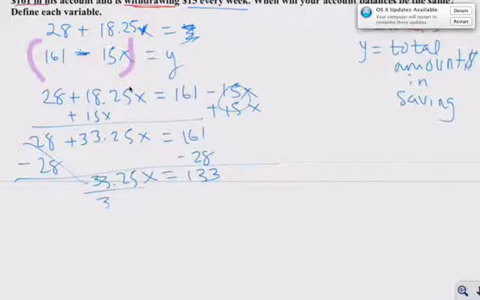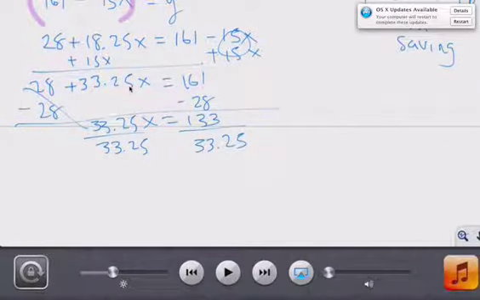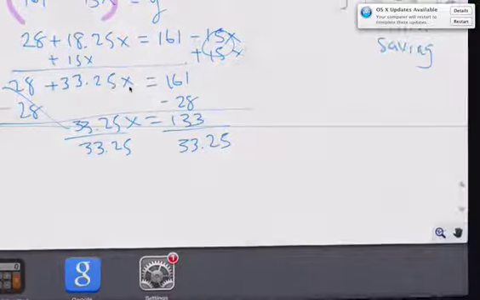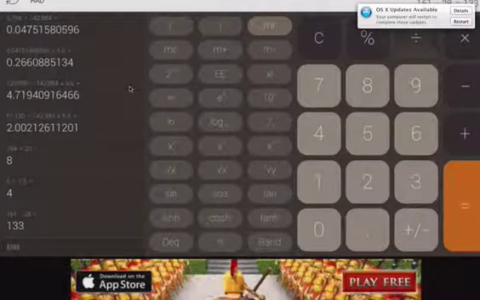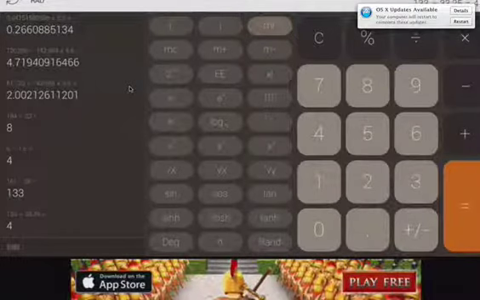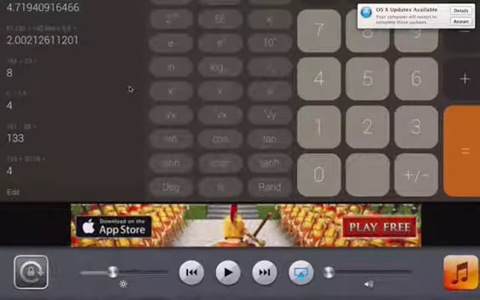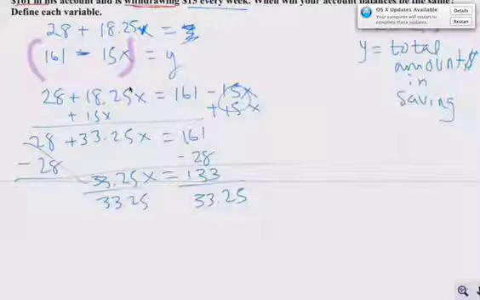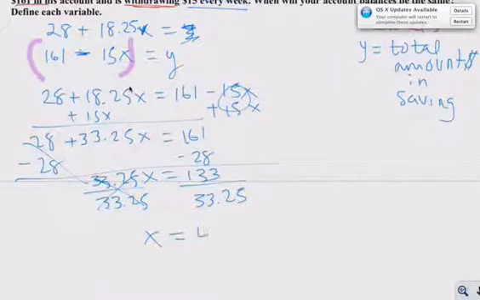Divide by 33.25. Divide by 33.25. Nice thing about calculators is the numbers are already there. Divide by 33.25. 4! Oh, I was thinking. I must have worked hard in finding this. Anyways, I did this problem last year. So x is 4. So the number of weeks is 4 weeks.